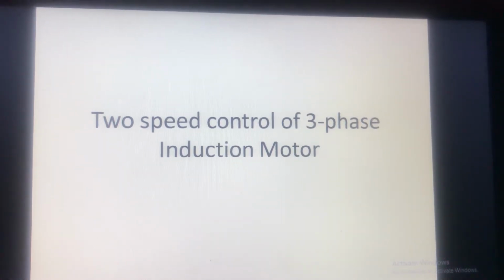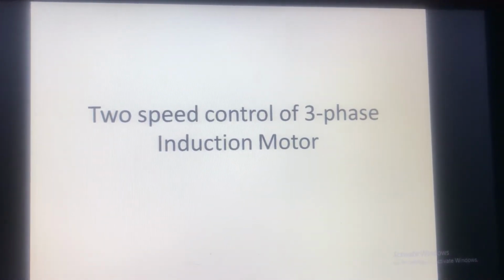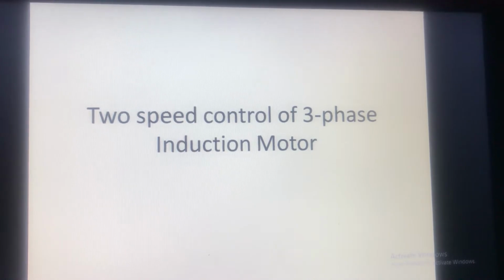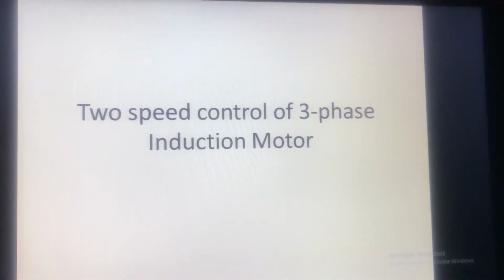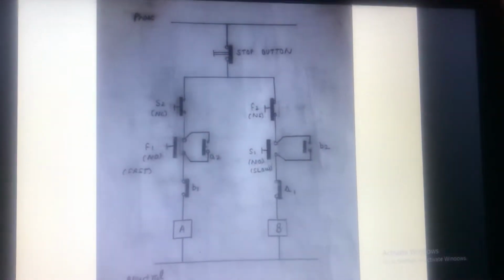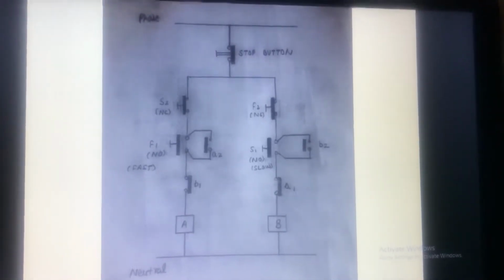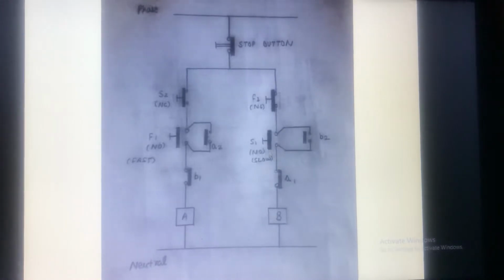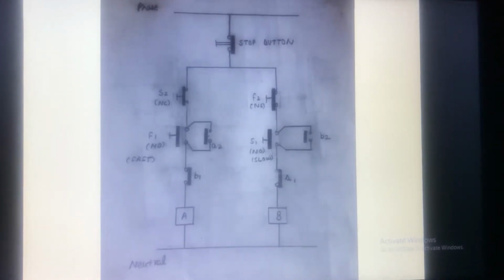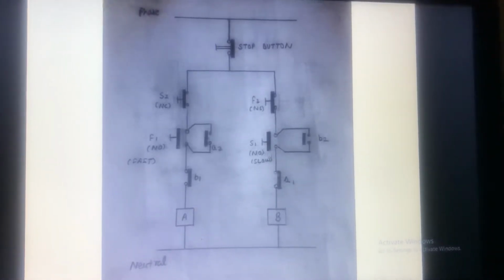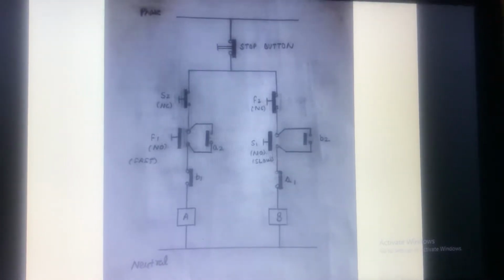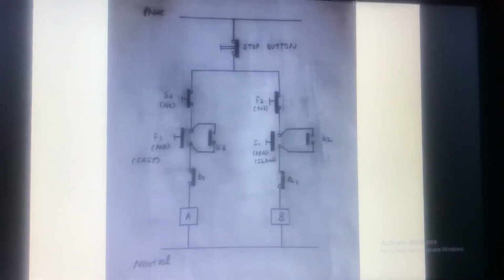Good morning everyone. Our topic today is the contactor control circuit for two-speed control of three-phase induction motors. It's the schematic diagram for two-speed control of a three-phase induction motor. We are using two contactors for this, A and B. Contactor A is for fast speed and B is for slow speed.